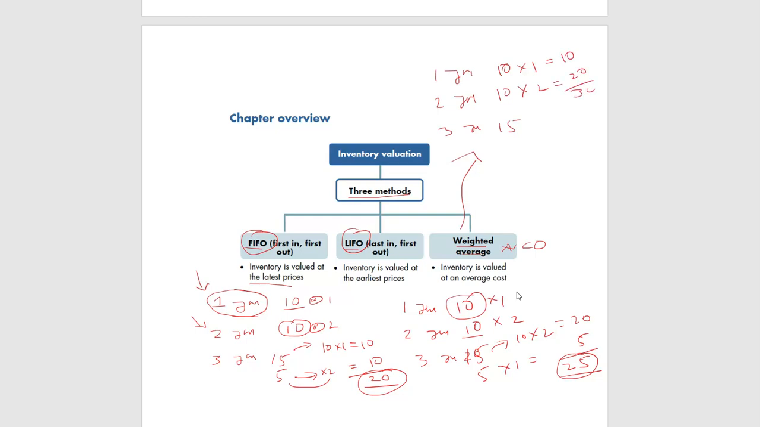So total value is 30. For how many units? 20. So for 20 units, the value is 30. So I'll divide by 20 to get how much is the per unit. So that gave me 1.5, for example.